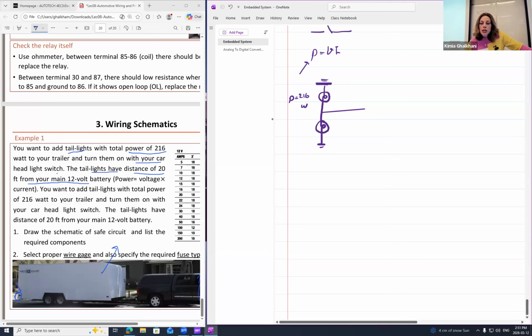Pay attention, this is the electrical symbol for a relay. And I'm going to have it be normally open, as we showed in the previous slide. In order to have it normally open, this is the symbol, right?